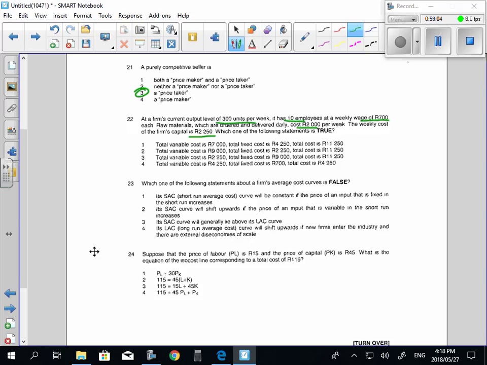But if you had to go further, total fixed cost, 2250. Remember, your firm's capital, which is fixed, is equal to 2250. And then the last one, total cost, 11,250. When you add 9,000 and 2250, you get 11,250 for your total cost. Okay. So option 2.